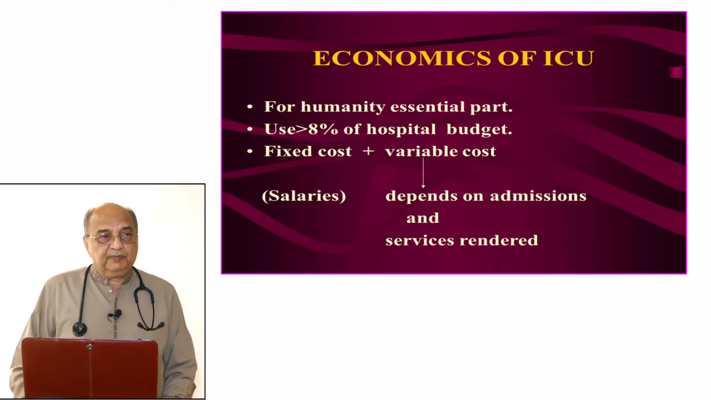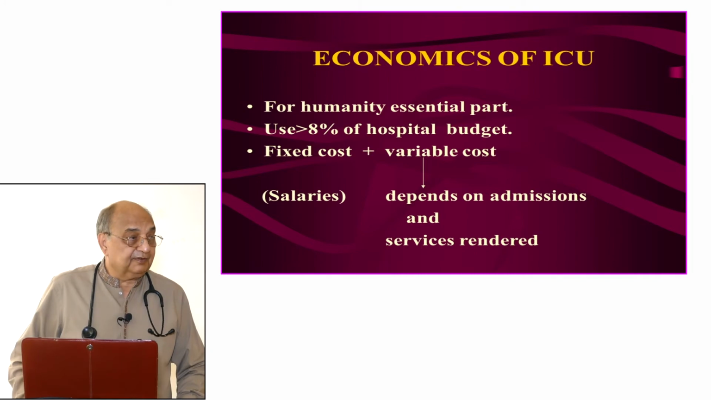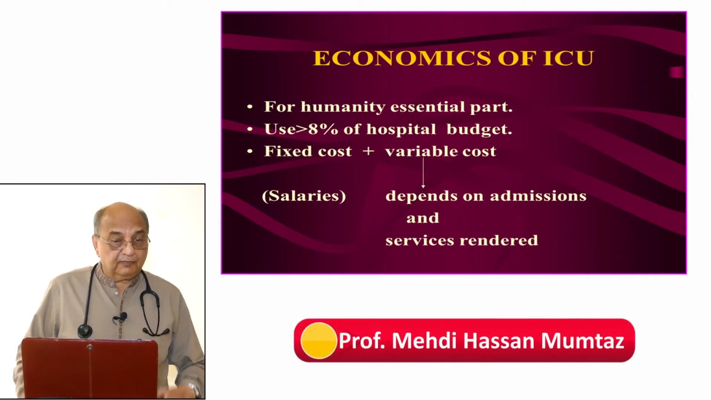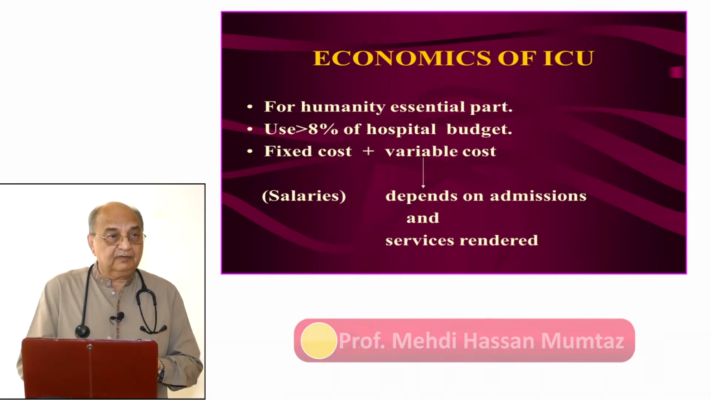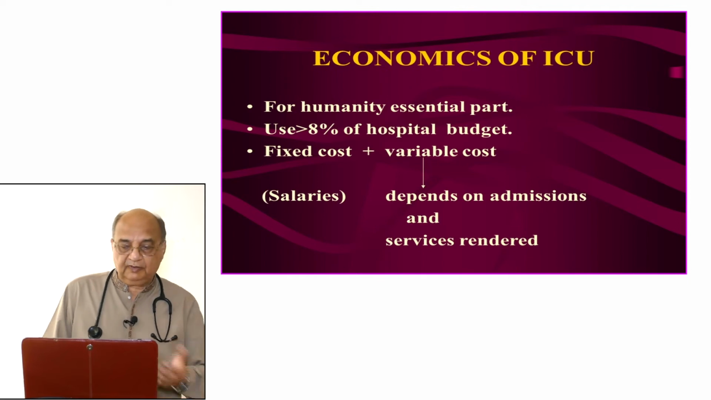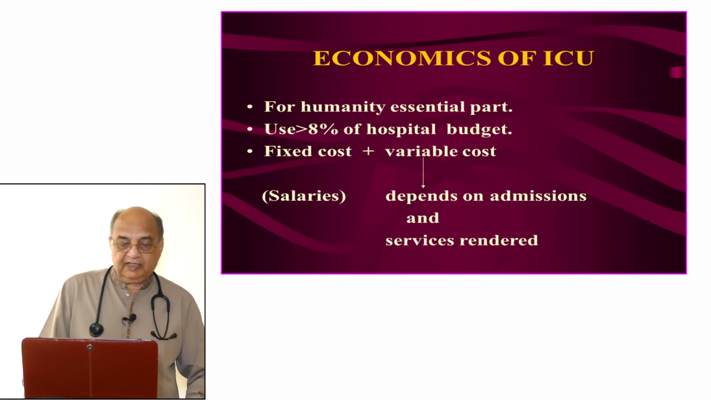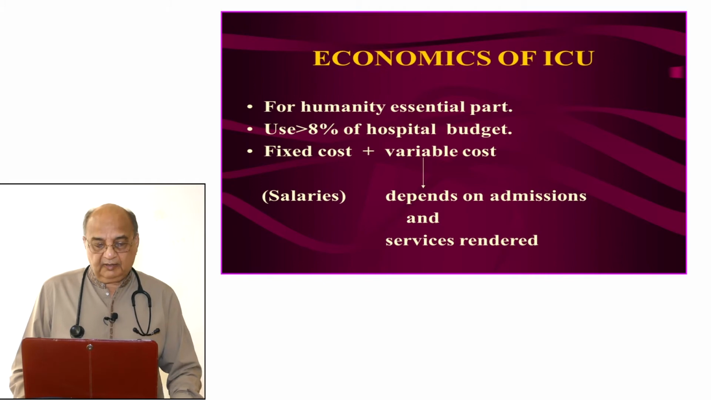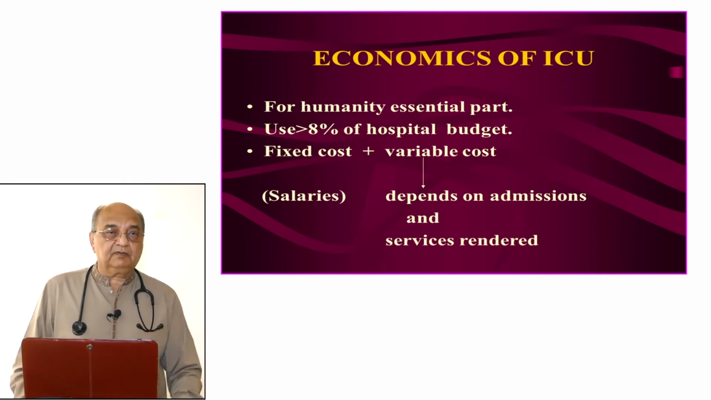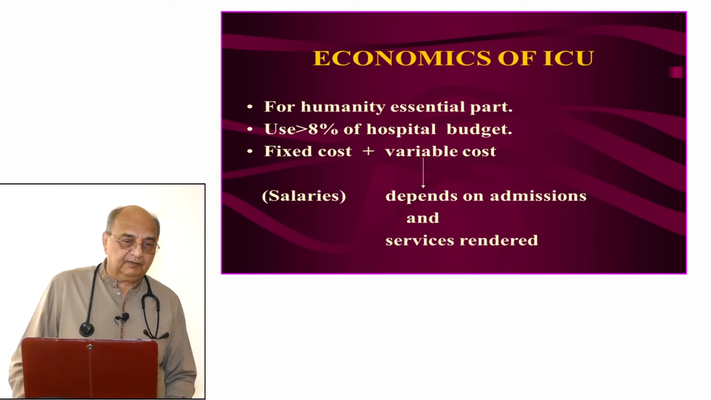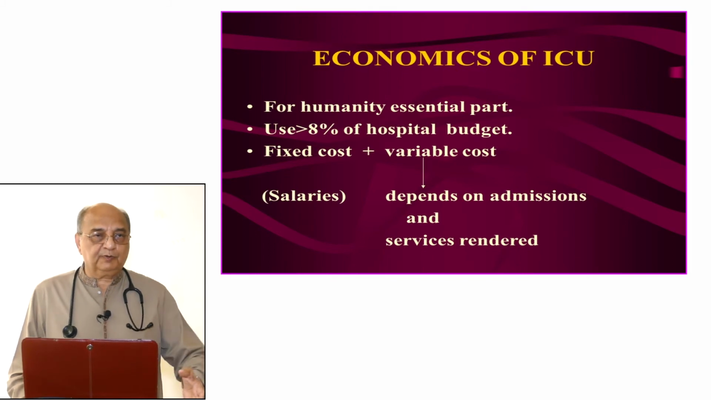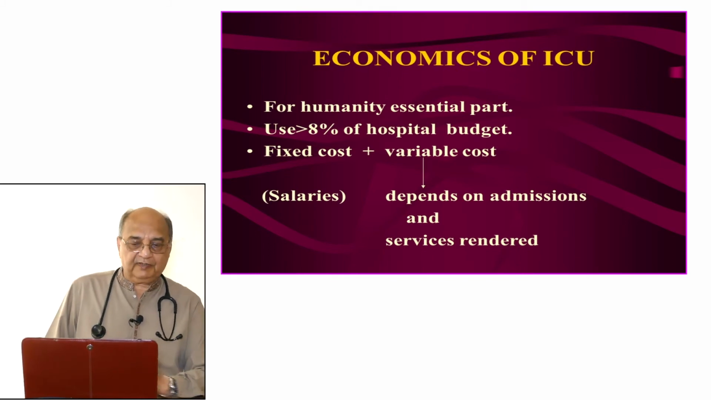8% of your hospital budget is spent on the intensive care unit. And the fixed cost, what is the budget? The fixed cost is the salaries of the persons. We know how much we are spending on the intensive care unit. Then the variable cost depends on admissions and services rendered. That is variable, because it depends on how many patients are there and what is being used. So how much disposable we are using, that is a separate cost.